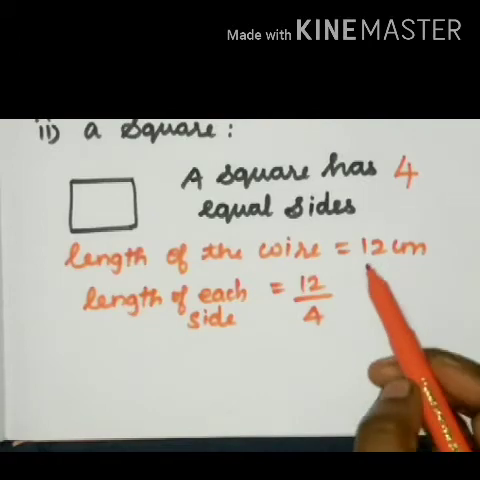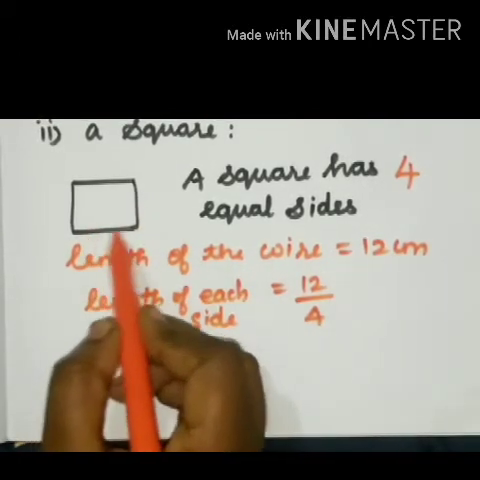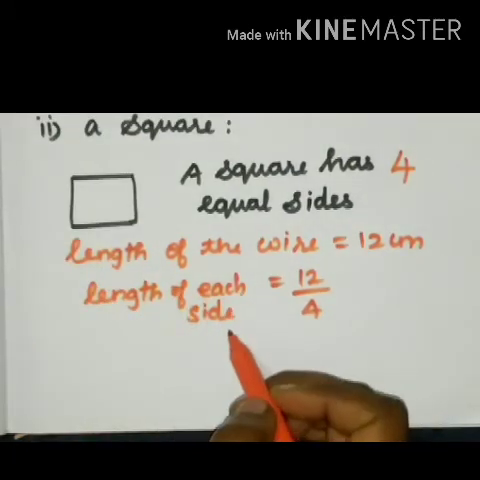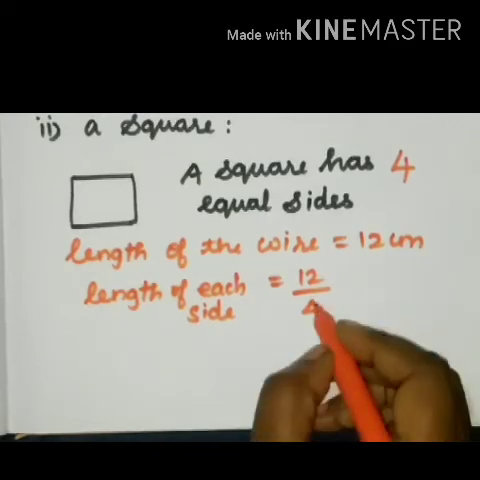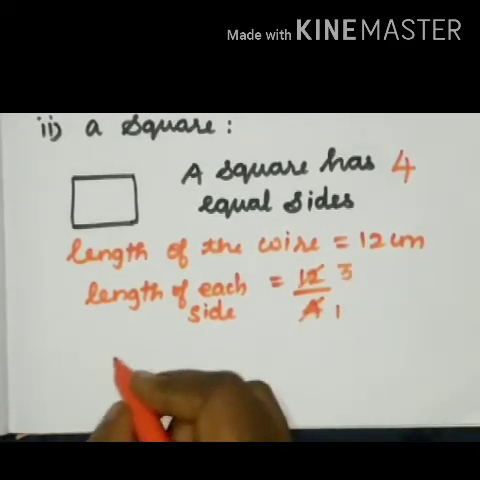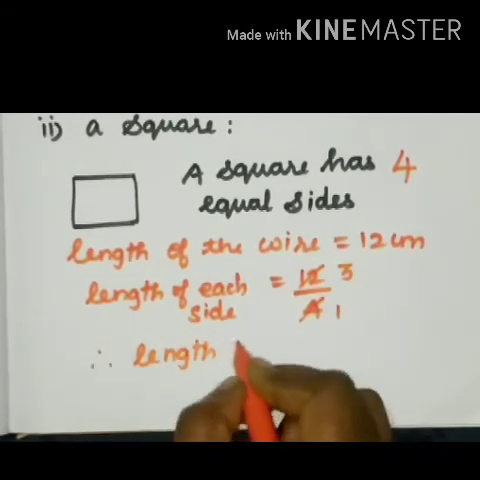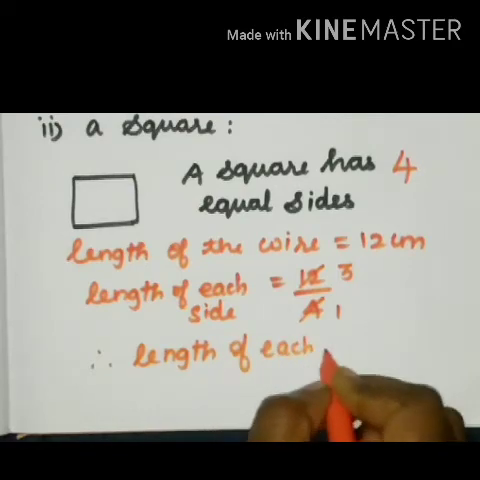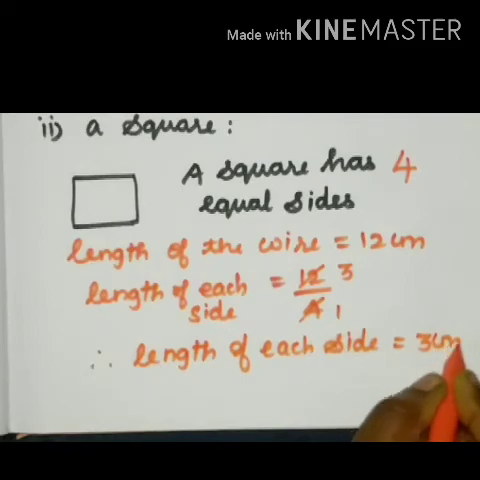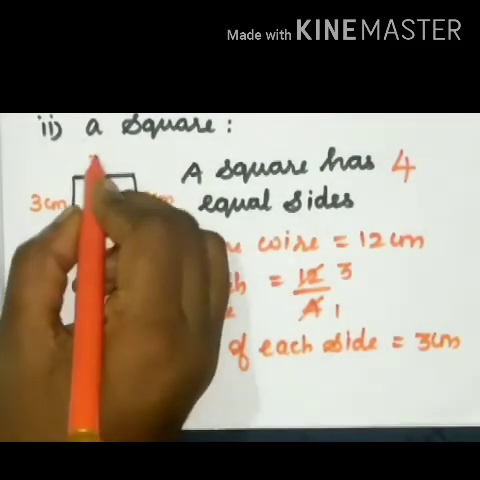Students, as you already know, the total length of the wire is given, 12. You have to find for each. Each means one side. To find the length of each side you have to divide 12 by 4. 4 ones are 4. 4 threes are 12. So, therefore length of each side is 3 cm.